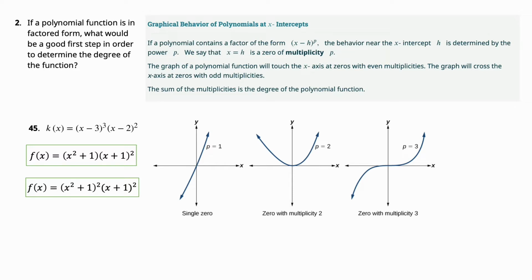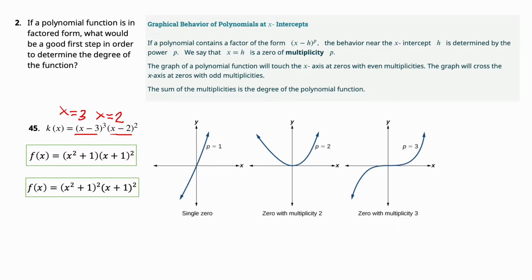So here's number 45 from the book, and notice that this one has two factors, with x equals 3, because that's the zero, and x equals 2. Those are the zeros of the function, but the factors are this x minus 3 and x minus 2. All right, and now how is that useful?